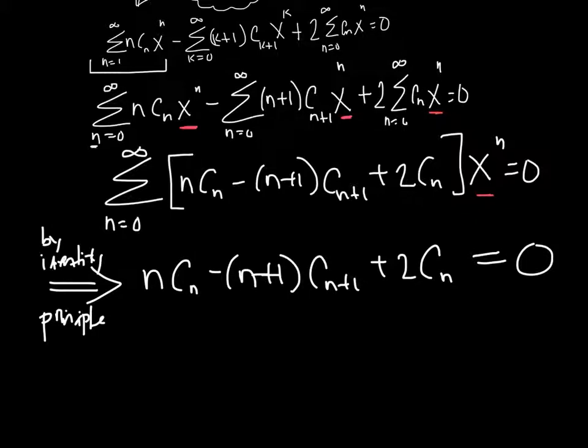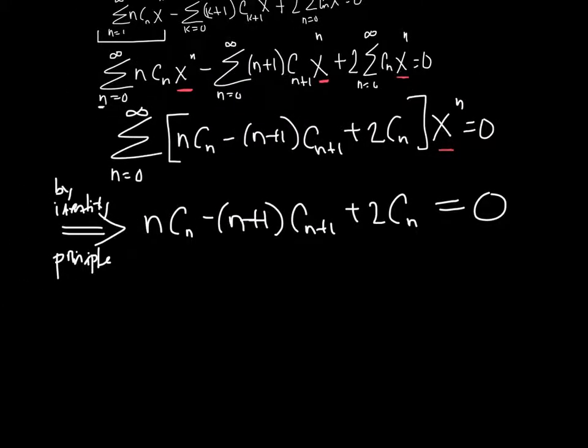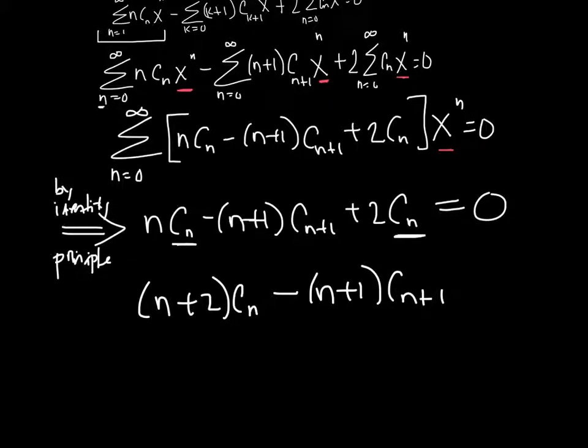Okay, so remember, one of our goals is to find a recurrence relation. So we can definitely solve for cn plus 1. And we can actually do something to simplify this first. I see a cn, and I see a cn, so I can write that as, okay, I don't like how I wrote that. That is n plus 2 cn's, and then I have this guy. Okay, so that looks a lot nicer.